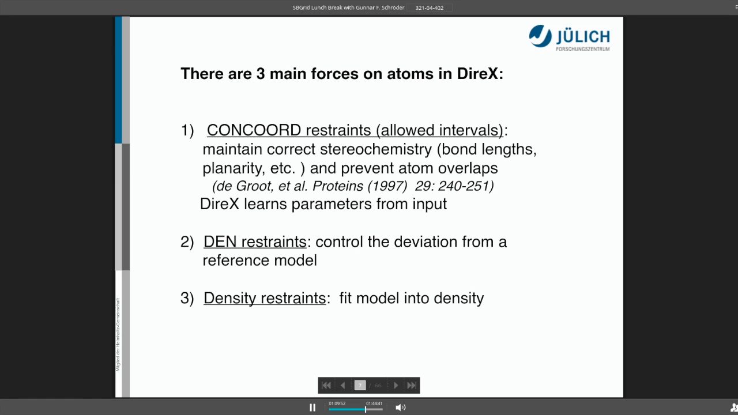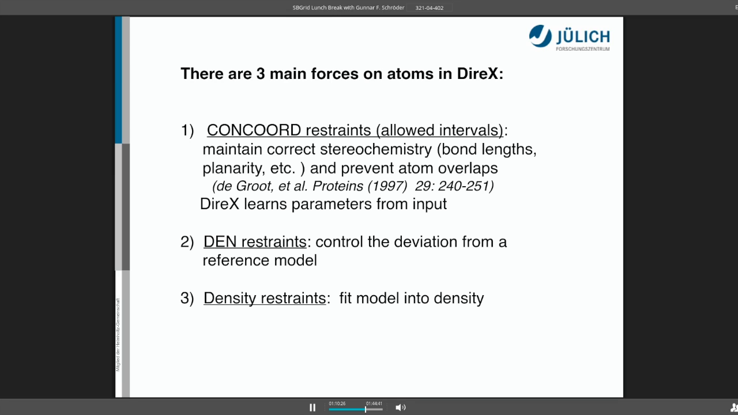So there are basically three main forces that act on atoms in DireX. One are these Concord restraints, and those are basically only maintaining the correct stereochemistry. So that means they restrain bond lengths and angles, keep planar groups planar, and prevent atom overlaps. That's all these Concord restraints are doing. And the restraints are actually formulated as allowed intervals. So every restraint is a distance restraint, except for the planar restraints.